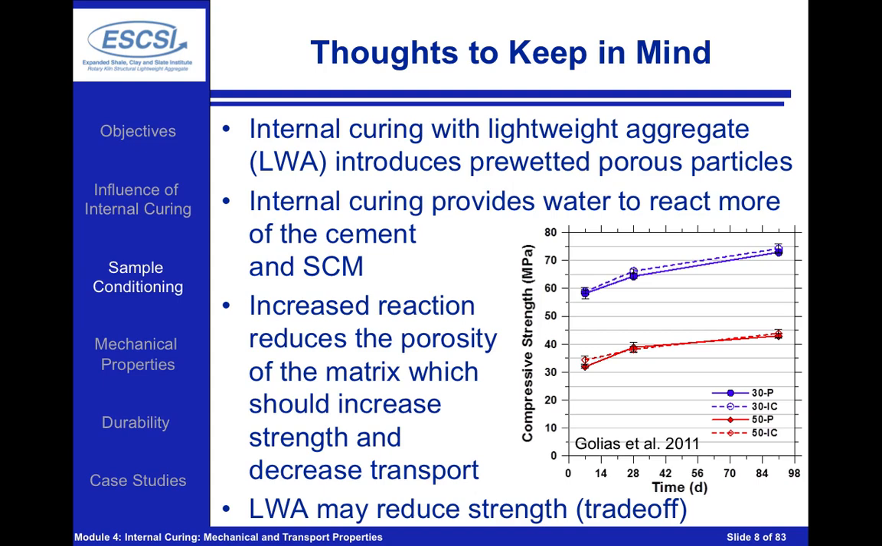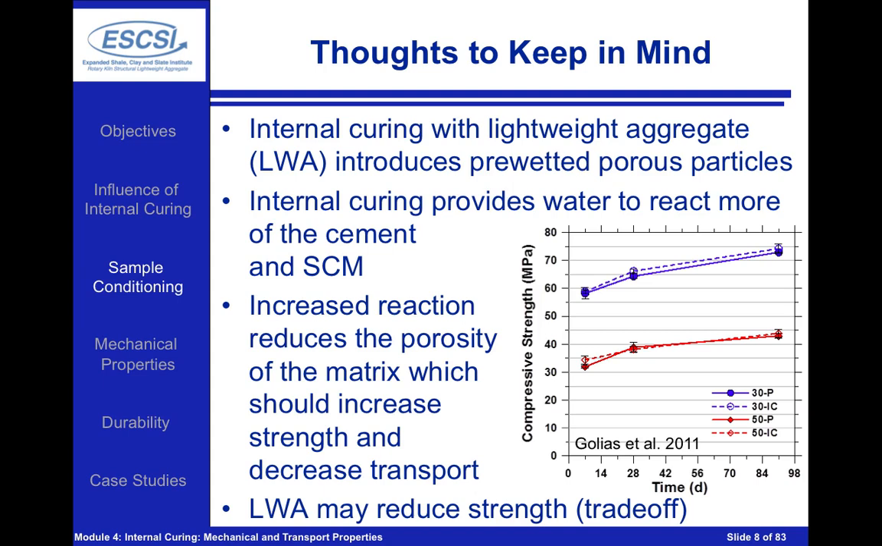You may ask the question of, well, what happens when we start to put these lightweight aggregate particles in? Will they have an impact on the strength, or because it's a porous particle, what's going to happen? Well, typically we have a trade-off that's going on. So the lightweight aggregate may reduce the strength slightly, but again, remember we have the internal curing that's reacting more of the cement and more of the supplementary cementitious materials. So generally we see that the strength is usually within about 5 to 10% in either direction of the conventional concrete.